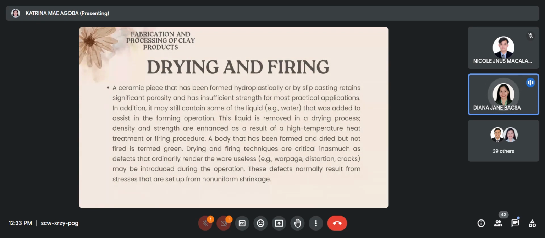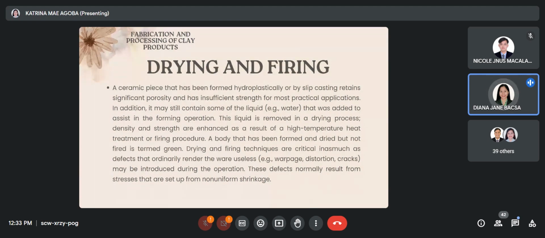So, madaling sabi, drying is the process of removing moisture from the formed ceramic pieces. And firing is the process of heating the ceramic piece to high temperature to harden it and remove any remaining moisture or organic matter.